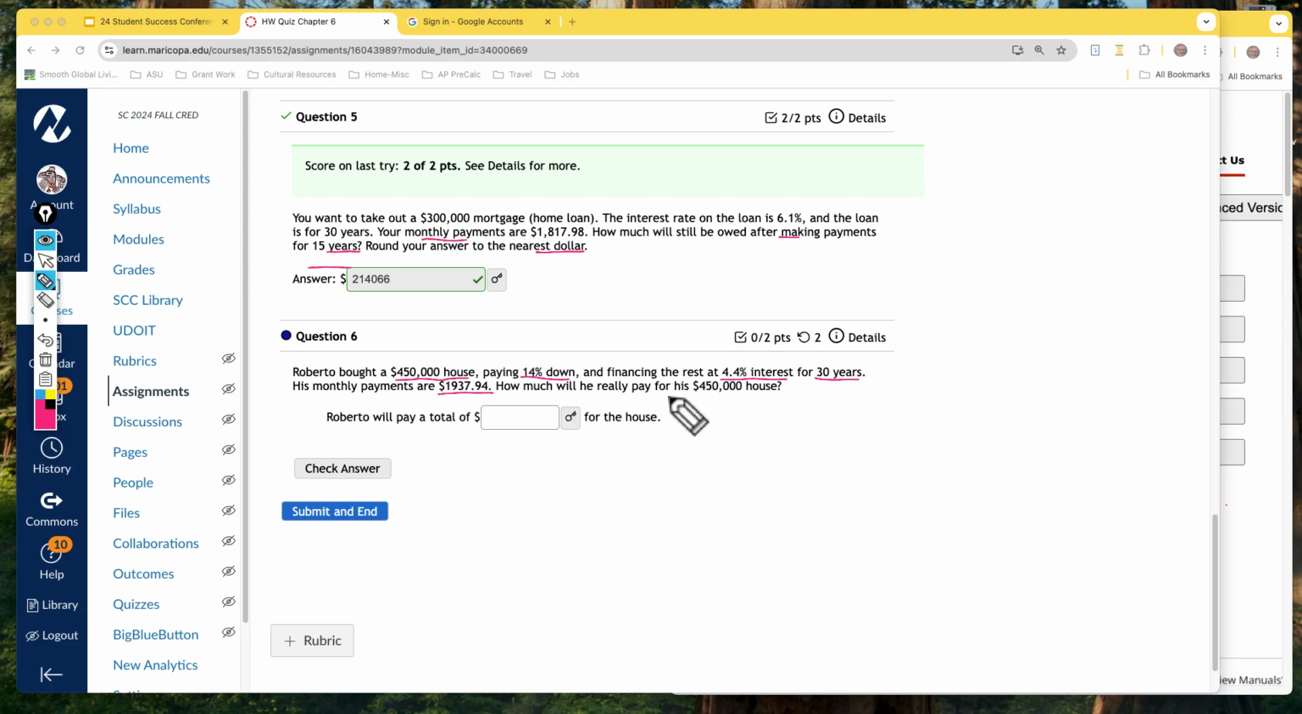How much will he really pay for the house that he bought for $450,000? Okay, so how much cash came out of his pocket? That's what this question's about. So what's the first thing Roberto had to pay out of his pocket? 14% down payment. So how do we calculate that? That's $450,000. He had to pay 14% of that as a down payment.